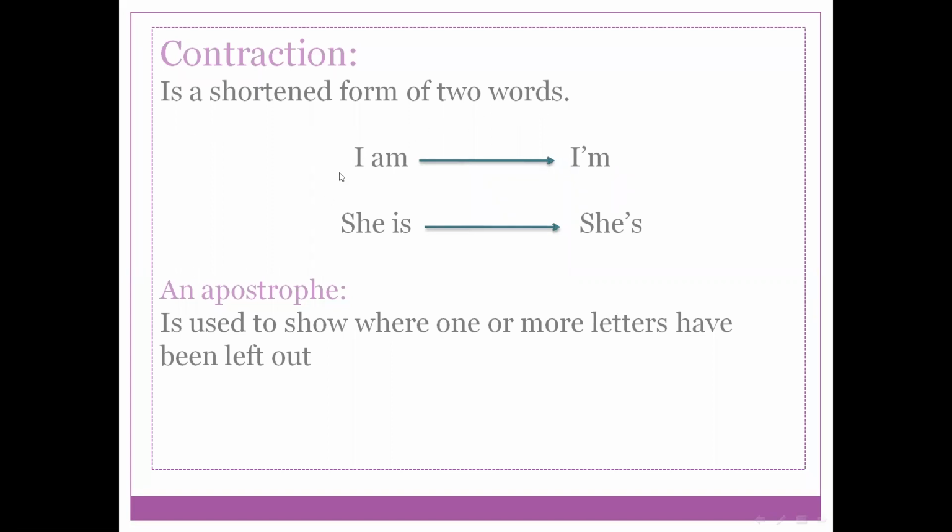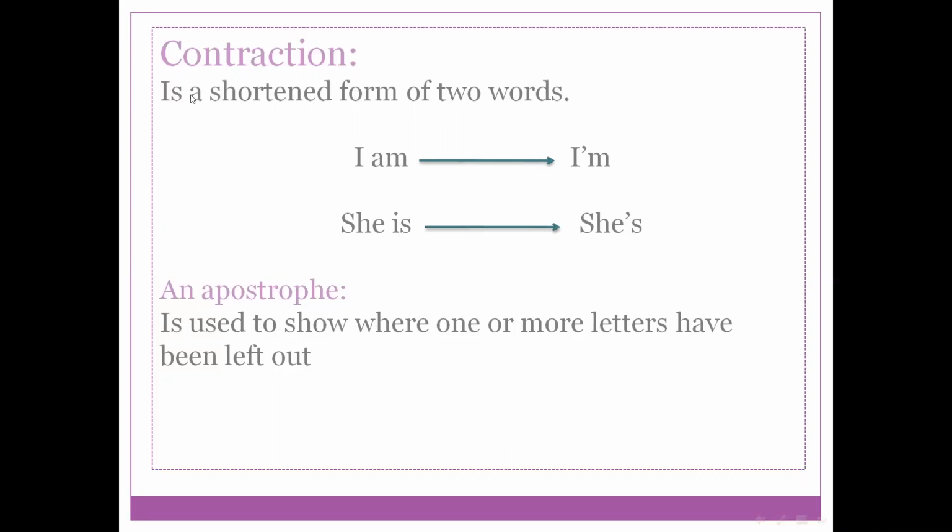I have two words like I am. I will make it short like this: I will remove the A and put an apostrophe instead. So she is will become she's. Those two words, I will make as one word. I will remove the I and put an apostrophe instead, and it will become she's.